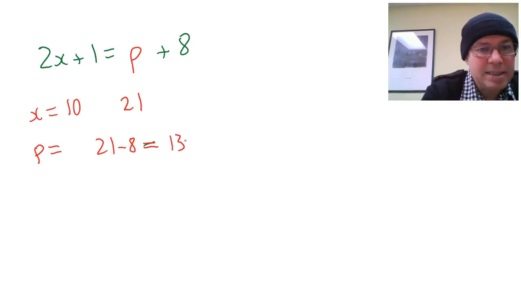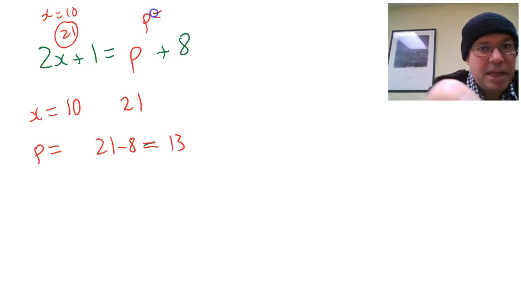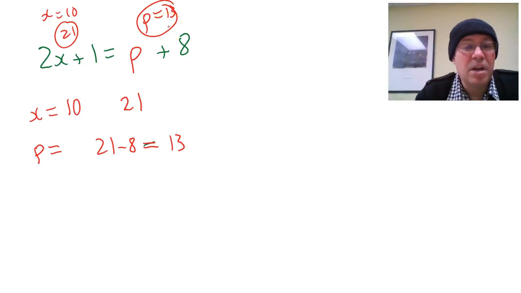You can see that 13 add 8 is 21. So if I let x is 10, on this side I get 21. And if I let p equals 13, on the right-hand side I also get 21. So there's one solution for that equation if it's x and p's, for example. Obviously there are many others. If you let x be 5, you'll get a different answer for p.